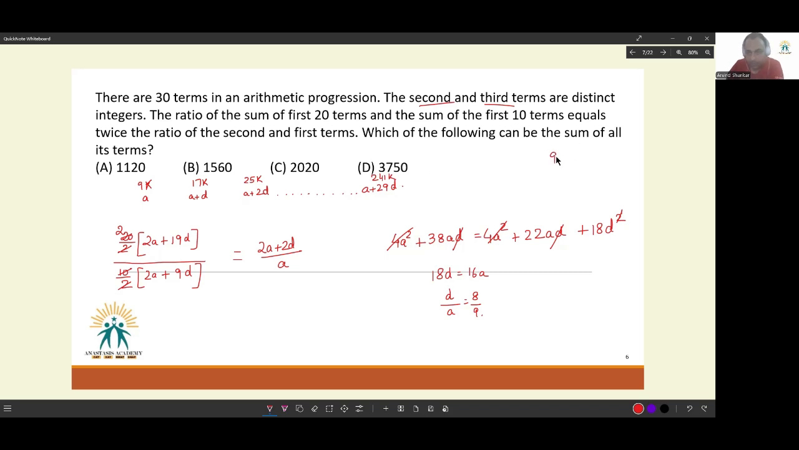So my middle term is 9k plus 241k by 2. This is my middle term, and the number of terms available is 30. So from here I will get 125k into 30, or 3750k. My final answer has to be a multiple of 3750 among the available options. The only one that fits is option D. Therefore, this will be the final answer.